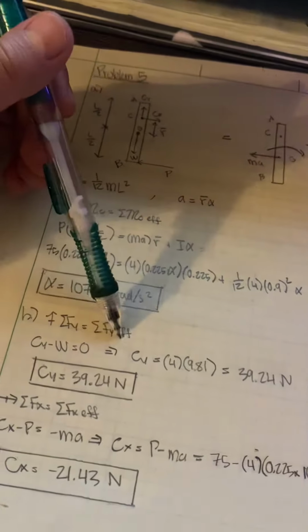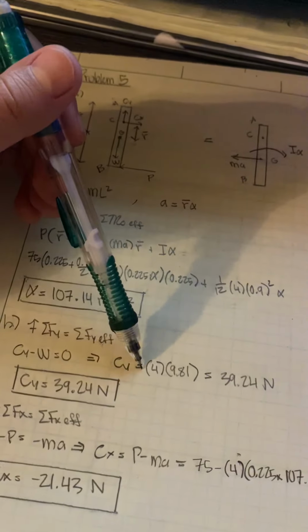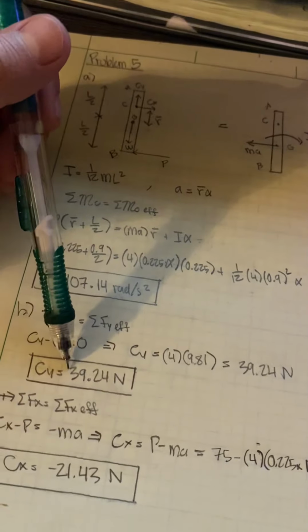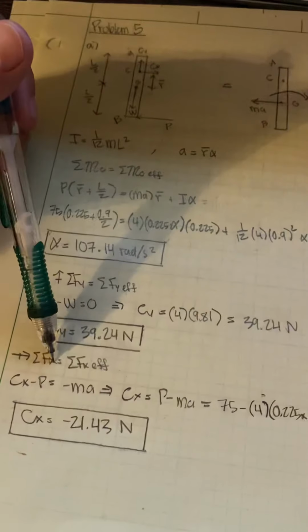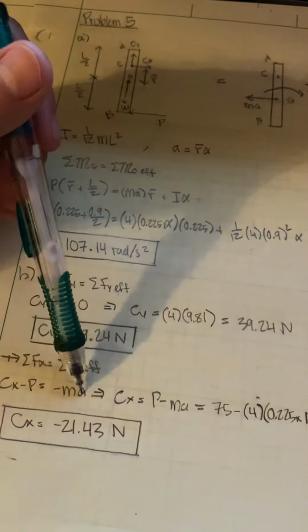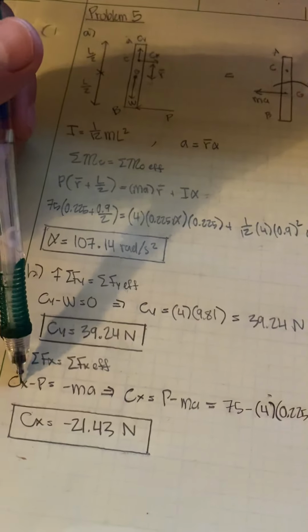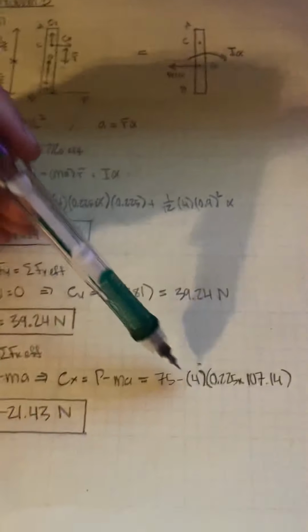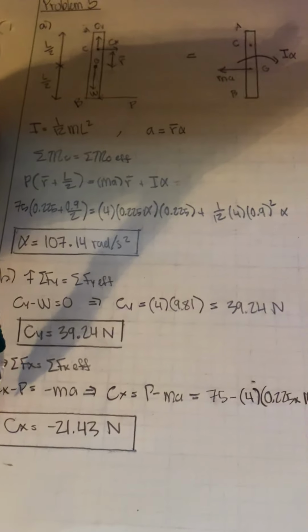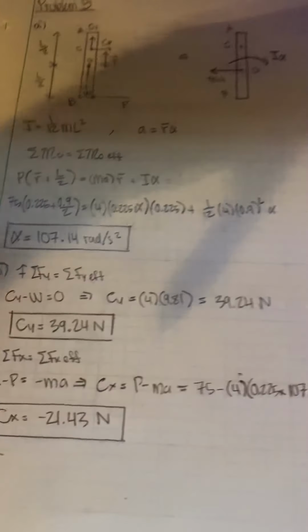Now to find the components of the reaction at C, take the sum of forces in the y direction equal to 0. The principle right here is just basically what the weight is, which is 39.24. Then we got the sum of forces in the x direction, which would be equal to minus mass times acceleration. So this way you get right here, plug in the values we do know, and we get the C reaction in the x direction to be negative 21.43.